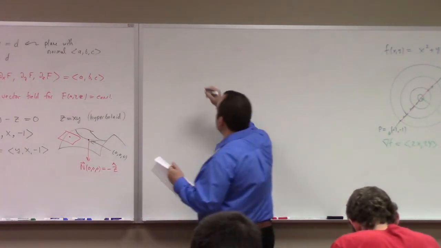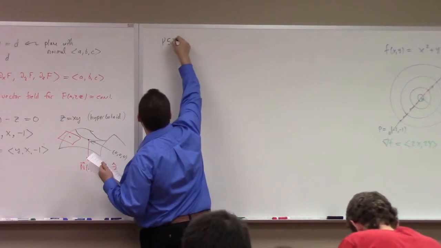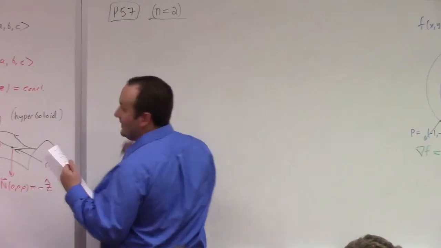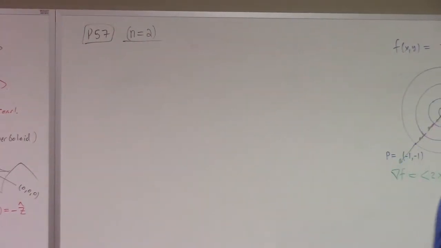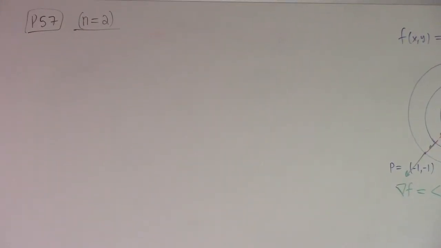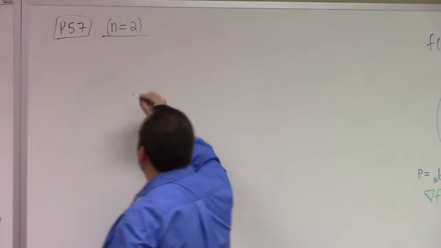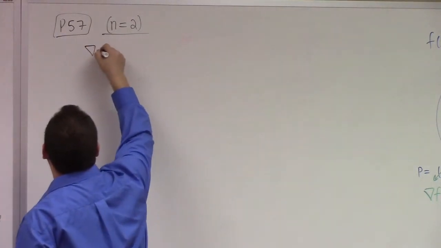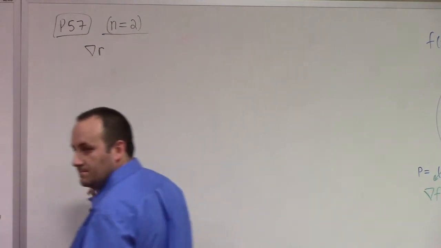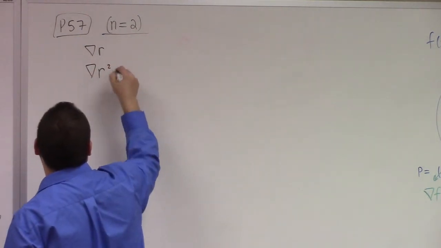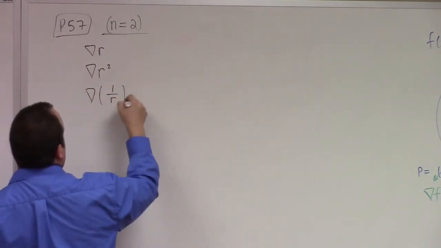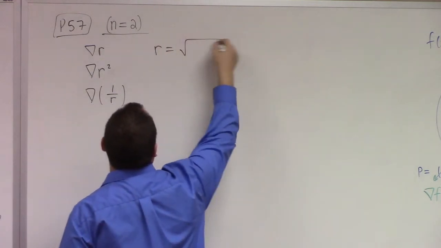Sure. For problem 57, now that's an n-dimensional problem. So I'm going to show you n equals 2. I'm going to show you how I would think about it in n equals 2, but I want your solution to be in n variables, okay? But if you understand what I'm going to do for 2 dimensions, you can easily extrapolate to n. So you're supposed to do different things, like calculate the gradient of r, right? Among other things, what else was it? Gradient of r squared. What else? Gradient of 1 over r. Now here, r would actually be the square root of x squared plus y squared, right?